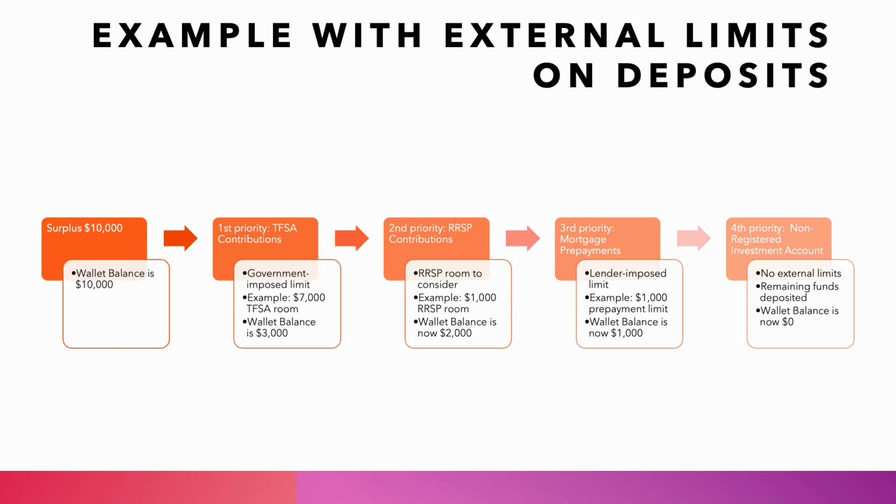It goes to your RSP next, and again there is RRSP room to consider. Say it calculated a $1,000 RSP room, then it allows that to be deposited, and you're left with a $2,000 wallet. Then it hits the mortgage. Again, your lender may have a limit on prepayments. You will have indicated that where you entered the loan in the app. If $1,000 can be prepaid, then $1,000 is left in the wallet. We reach your non-registered account, and there are no external applied limits to those accounts, so the $1,000 will get deposited there. That was easy.